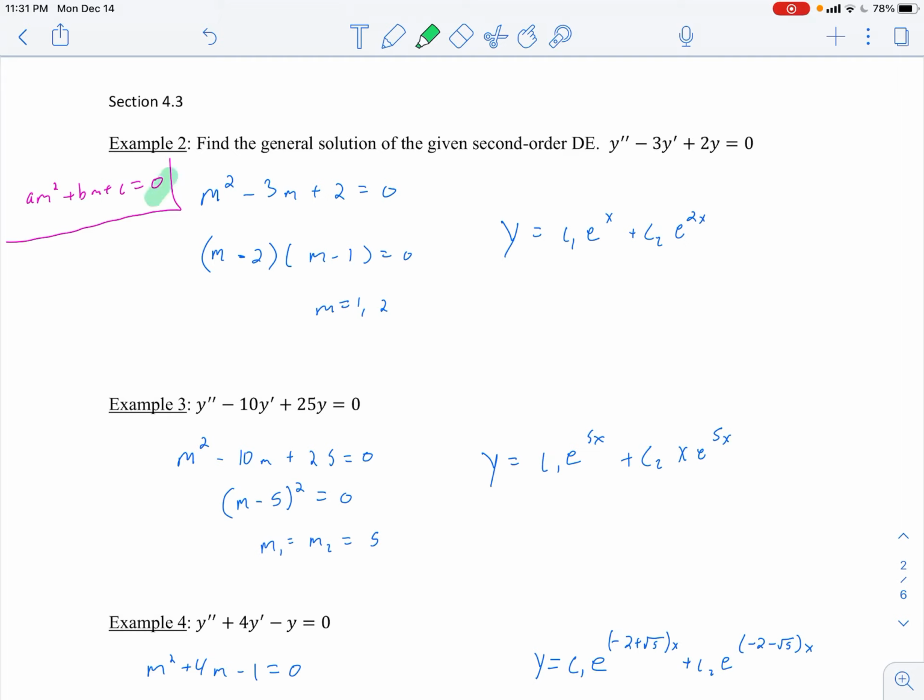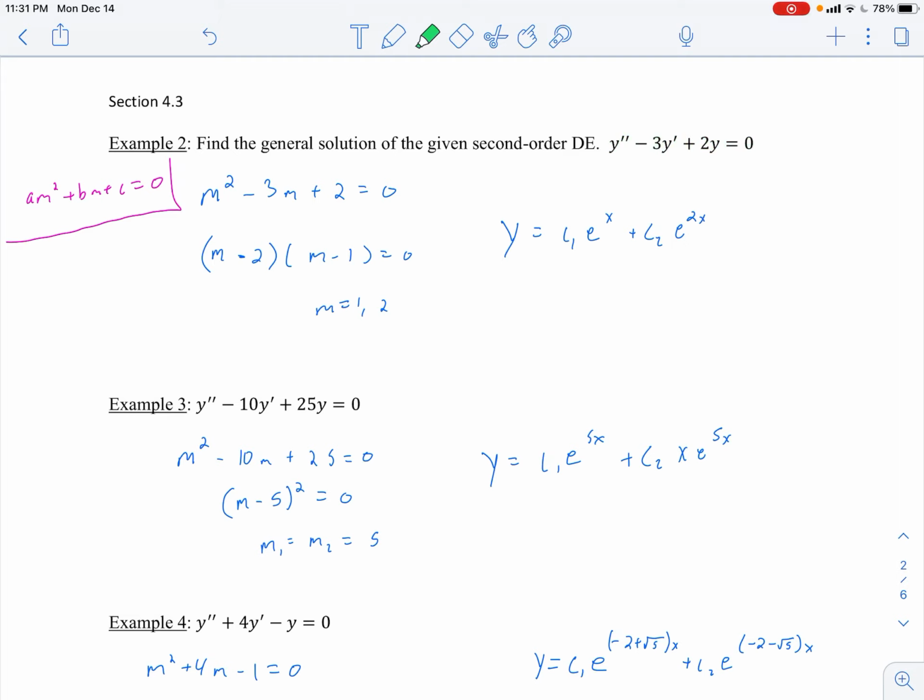So the first one, I just wrote the auxiliary equation over here on the left, and what we do is we want to find the general solution of the second order differential equation, y double prime minus 3y prime plus 2y equals 0. So we're allowed to use the auxiliary equation because this is homogeneous, because it's equal to 0, and because we have constant coefficients.